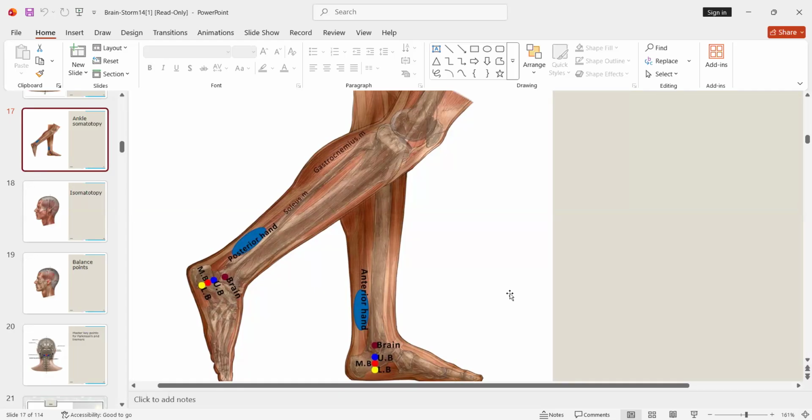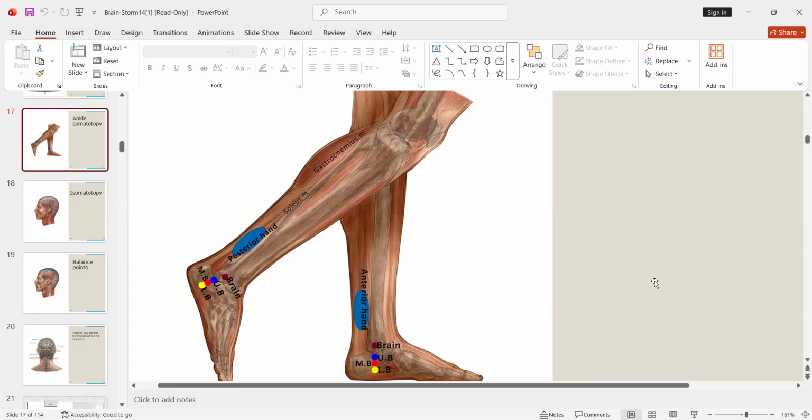Then you see on your ankle, the medial malleolus. There is the brain point. When you have any problems of the brain and this point is painful, then you put a needle here. Then upper body, middle body, and lower body. It is not urinary bladder. It is upper body. UB means upper body, middle body, and lower body.